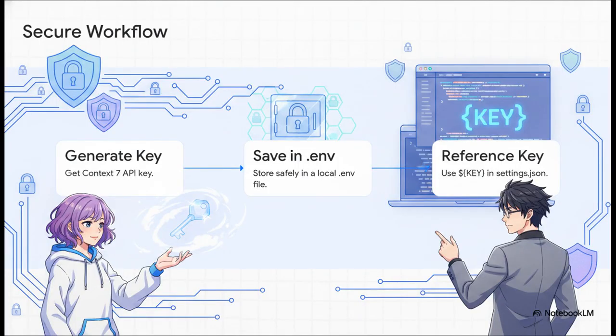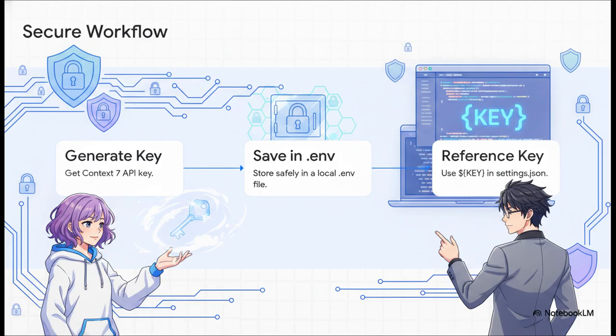When you set up an MCP server like Context 7, it's going to require an API key. Now, the absolute worst thing you can do is hard code that sensitive key directly into your project's settings.json file. Why? Because it might accidentally get pushed to a public GitHub repository, and then you've got a real problem on your hands.